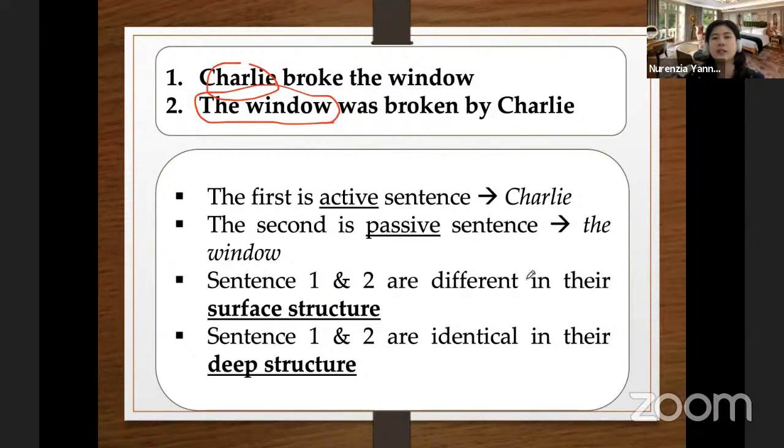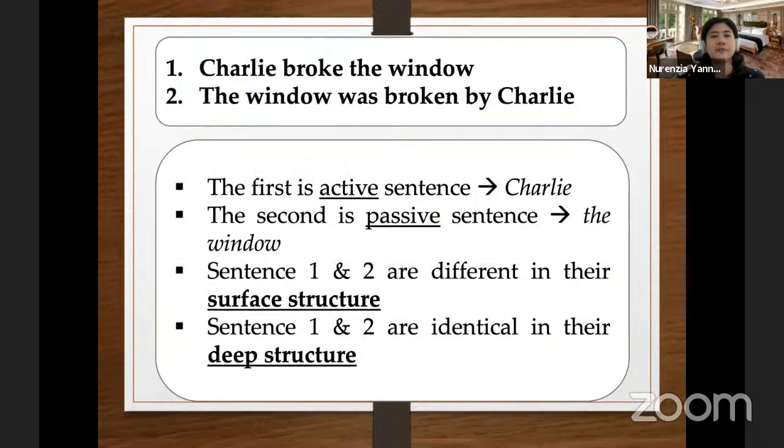Sentence 1 and 2 are different in their surface structure. Jadi ada yang namanya surface structure ya. Surface structure di luarnya ya. Di luarnya berbeda karena yang ini active, yang ini passive. But actually in the deep structure they have the same meaning. That the window was broken by Charlie. Charlie is the doer, and then the window is the object that was being broken. So it's identical in the deep structure, but different in the surface structure.